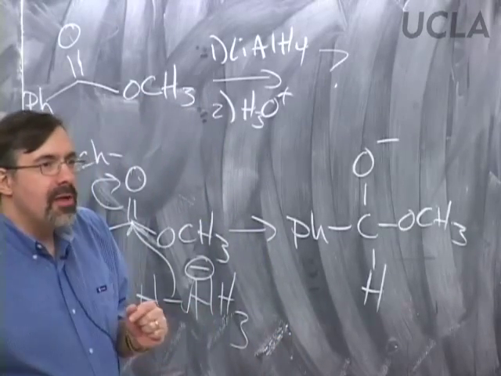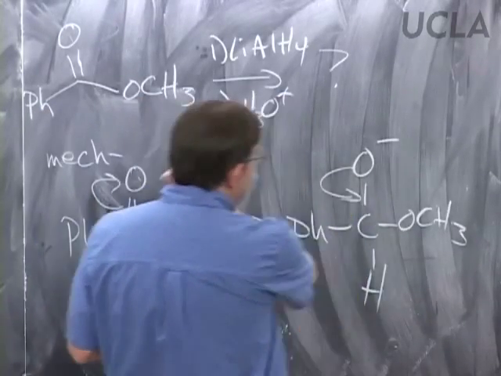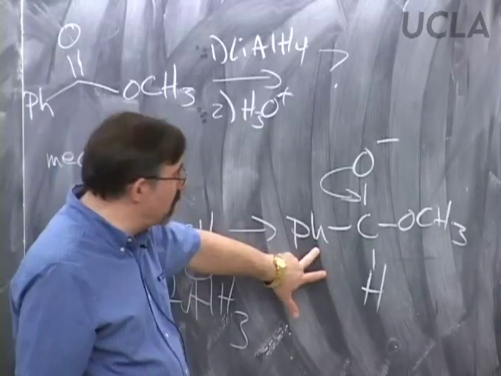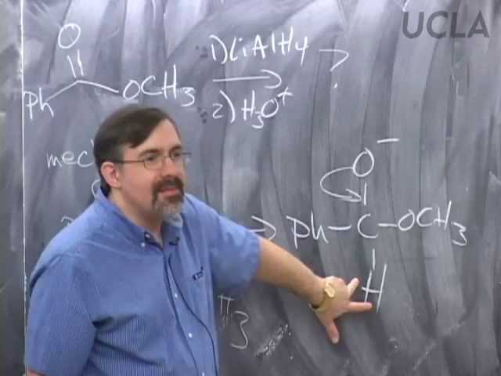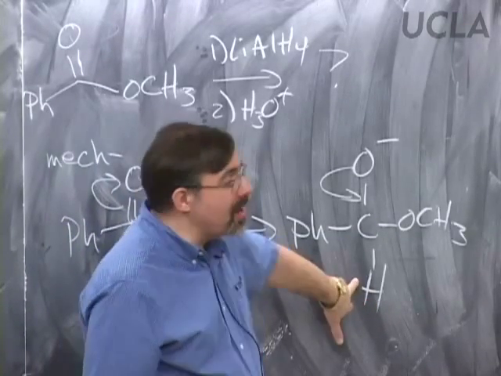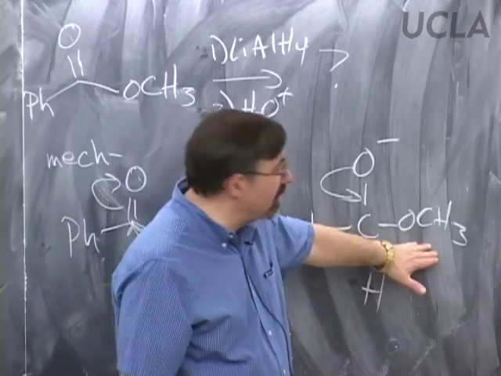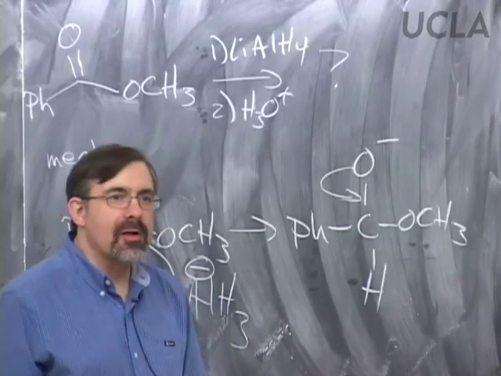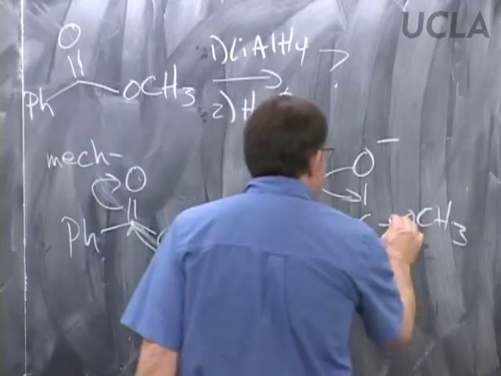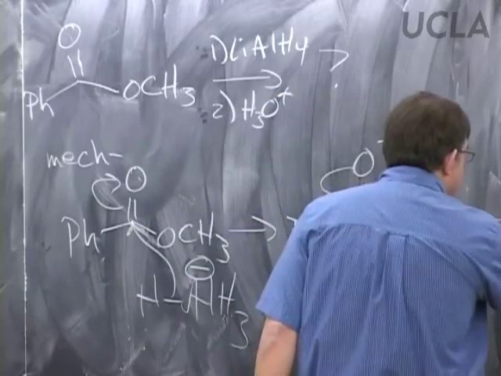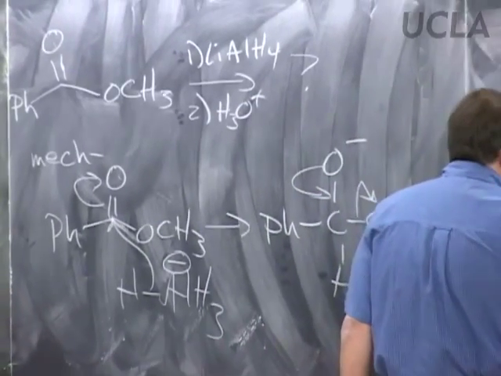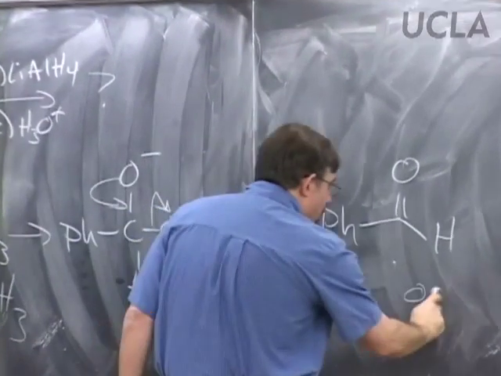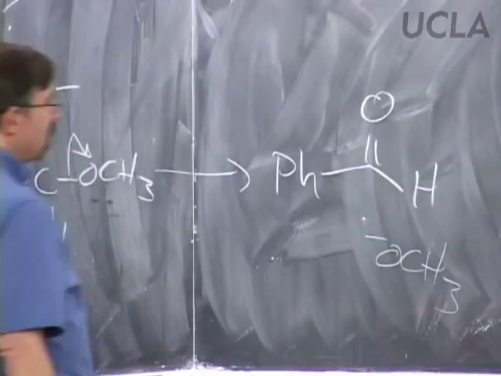What are my leaving group possibilities when we try to reform the carbonyl? Phenyl, that's never a leaving group. Hydride, hint, this is not the Chichibabin reaction. Hydride does not leave. That leaves us with OCH3 minus. Can that leave in this circumstance? Yes, the tetrahedral intermediate has a negative charge on the oxygen, so the O minus can push out the OCH3 minus, and that takes us up to an aldehyde and a molecule of methoxide, our leaving group.